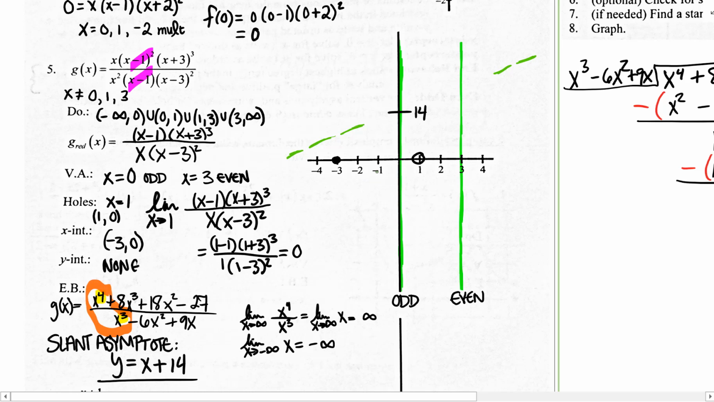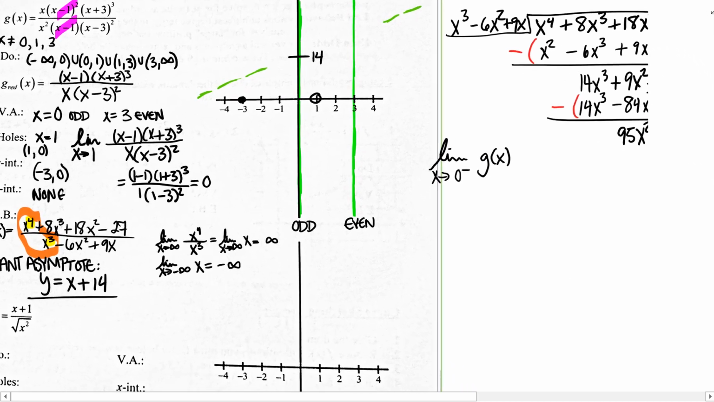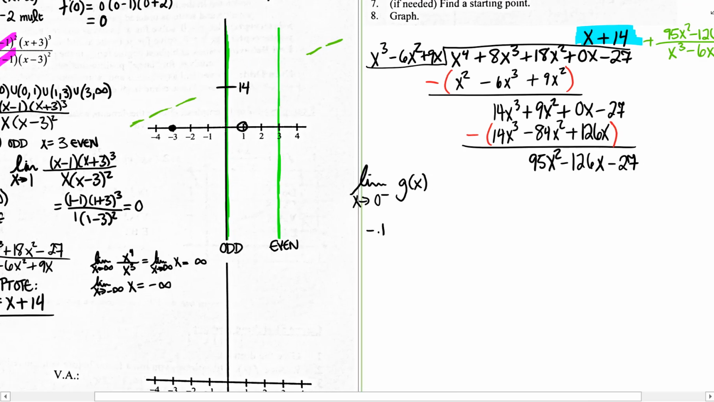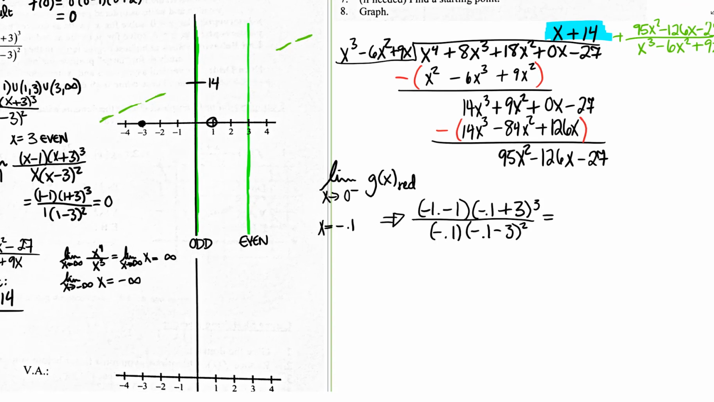So the first thing I'm going to do is I want to know what is happening as x approaches 0 from the left. So I want to find the limit of g of x as x approaches 0 from the left. So what I'm going to do is plug in negative 0.1 and evaluate that. I plugged it into the reduced form, which is the same as plugging it into the pre-reduced form, and I would get 27.9 approximately. So that is headed toward positive infinity. That is much greater than 0, so it looks like we head toward positive infinity as we approach 0 from the left.